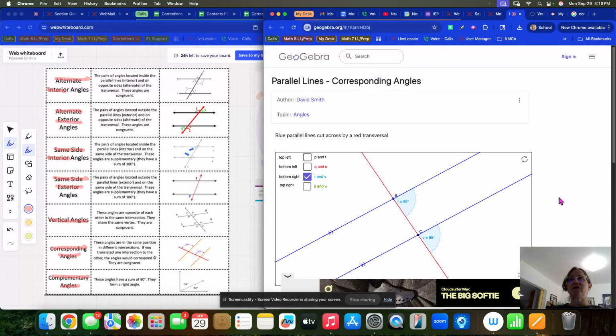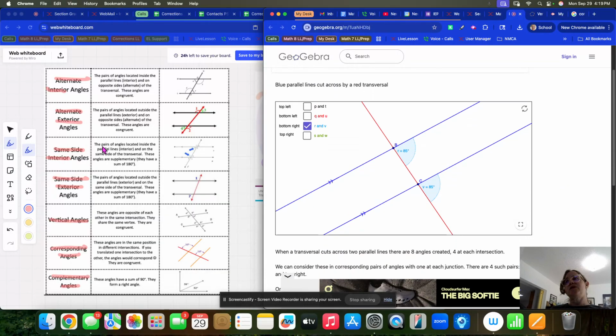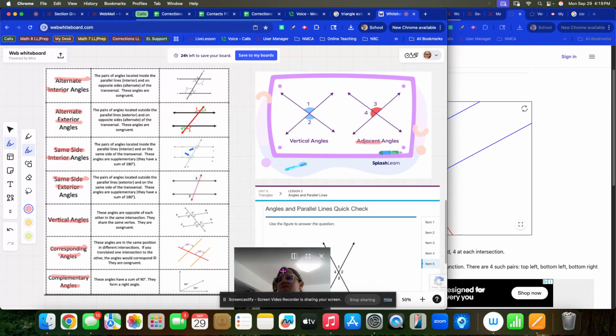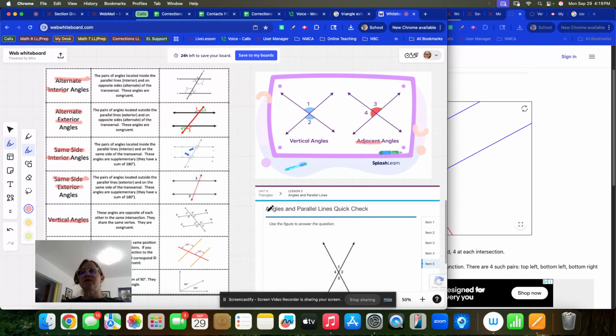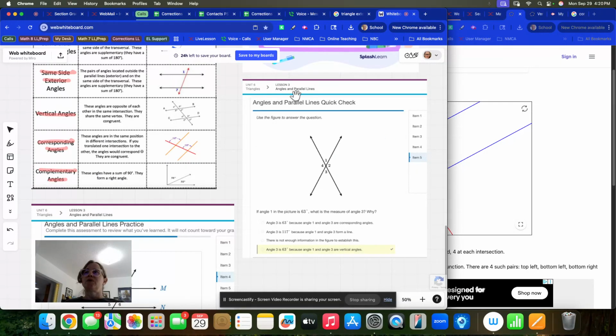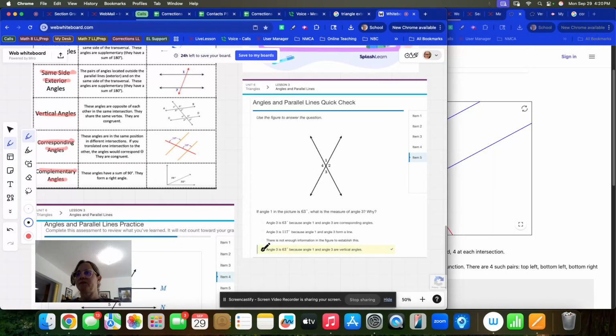There are all these other angles that have those similar types of relationships too. But let's go ahead and start with these vertical angles, because these are a little easier to get a handle on just because the drawing is a little simpler. This is one of the problems from a quick check, okay? You can see the answer right here, but let's talk about how to get that answer.